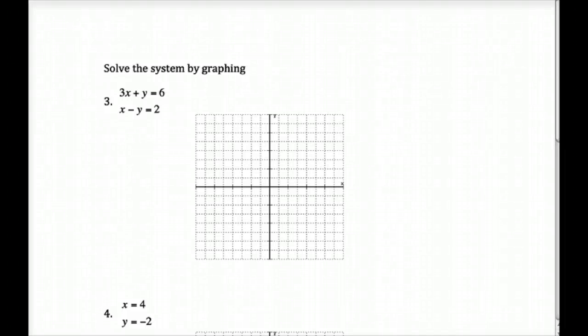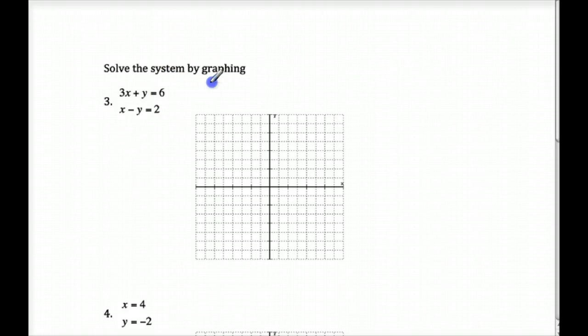Okay, it's recording. All right, guys, we're going to continue solving our systems by graphing. Both problems are in standard form. Does everybody agree with that? Yes. Let's practice graphing by finding the x and y intercepts.